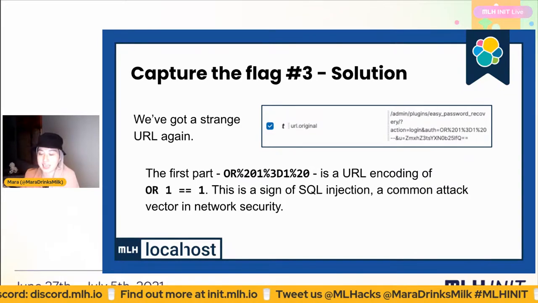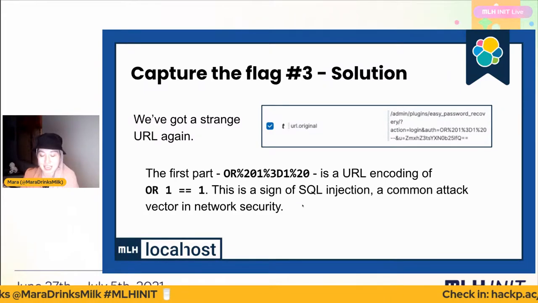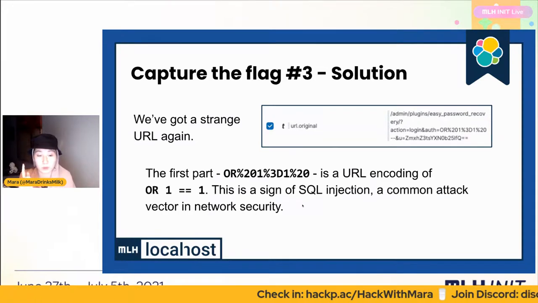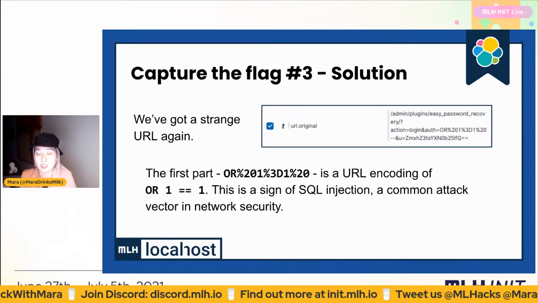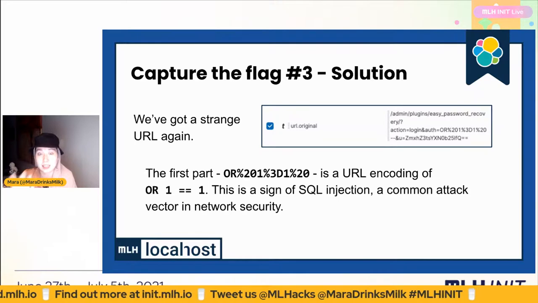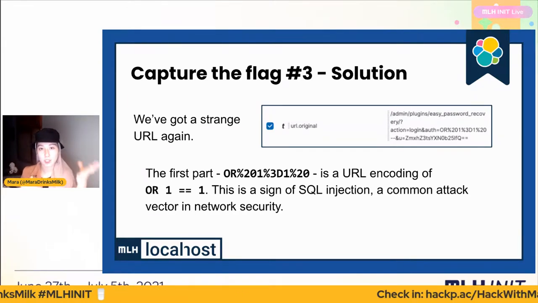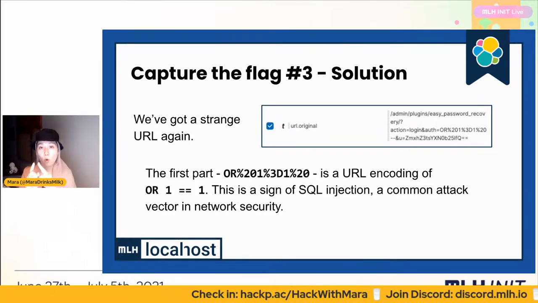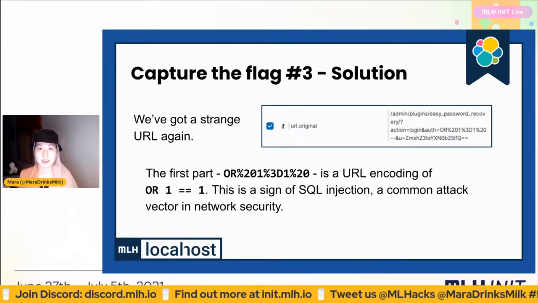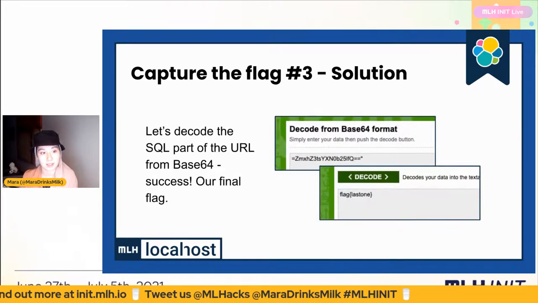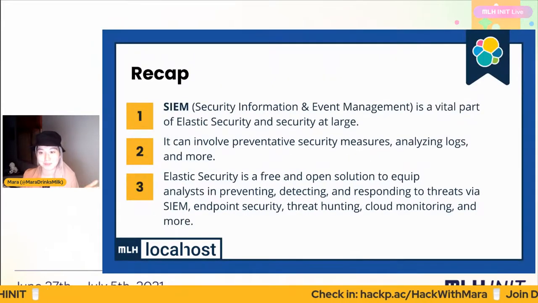And fun fact, the beginning point right here that says or percent 20 1 percent 3D 1 percent 20 is the URL encoding of or 1=1. And this is a sign of SQL injection. SQL stands for structured query language. The way you can do a SQL injection is if you trick the database into thinking that it's true, it'll print out all the information. So if you have a database query that's search by name, you enter whatever name, and then you say or 1=1. That's going to make it true for everything, and it's going to give you all the information, not just that original name you entered. Then we decoded that last bit using base64. Okay, so it looks like we got it all done.